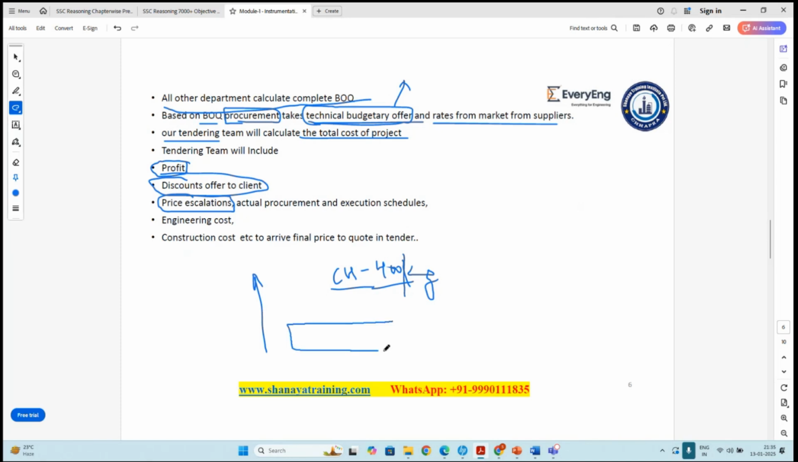So on the day when you are going to place the PO to the vendor, it might be 2 or 3 years later. Is the price of copper, which is 400 rupees today, the same after 2 or 3 years? No. So how do we know whether the price will go up or down? For that, the tendering team has data on how to calculate price escalation, and they will add the price escalation of the material, the engineering cost, and the construction cost. After adding all these, they will arrive at the final price of the project to be quoted.